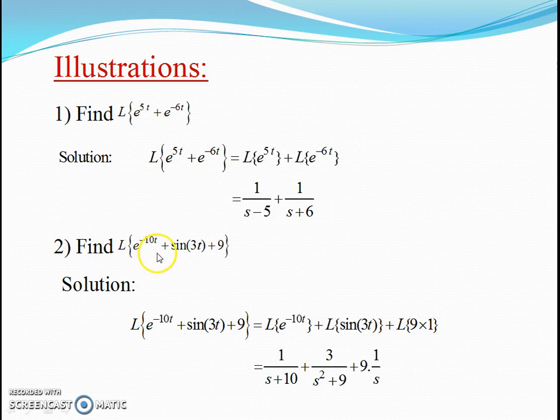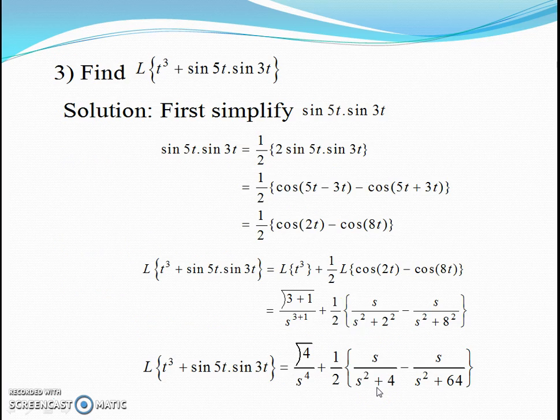Second, find the Laplace of e raised to minus 10t plus sin 3t plus 9. Separate L for each term. So we get the given example equal to L of e raised to minus 10t plus L of sin 3t plus L of 9 into 1. By using the table, the Laplace transform of e raised to minus 10t is 1 upon s plus 10, plus the Laplace of sin 3t is 3 upon s square plus 9, and plus 9 into the Laplace of 1, which means 1 upon s. This is the required answer.